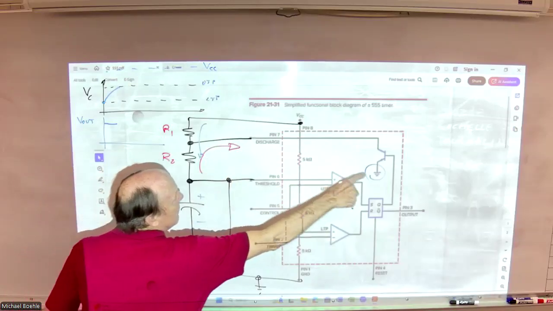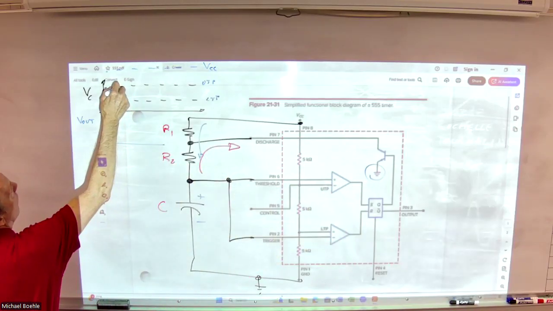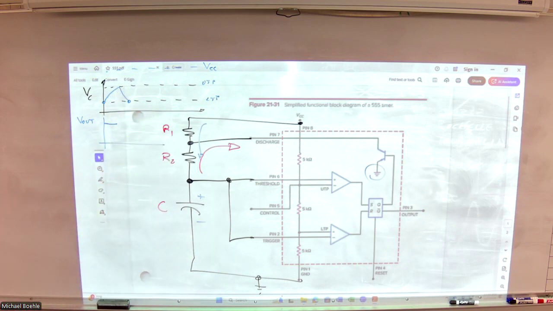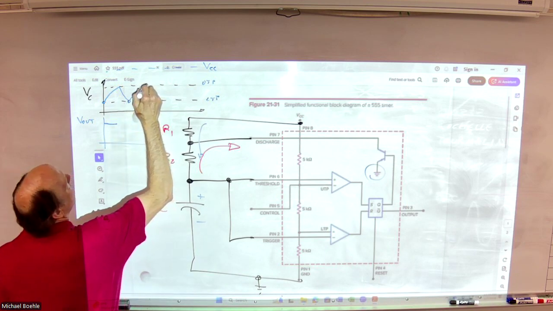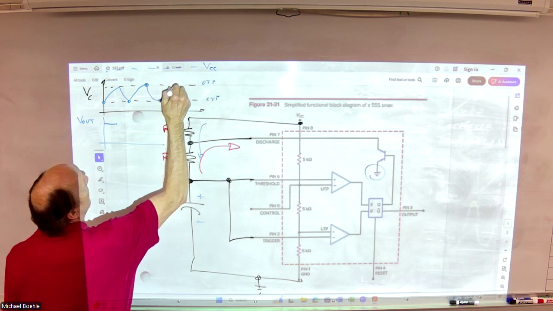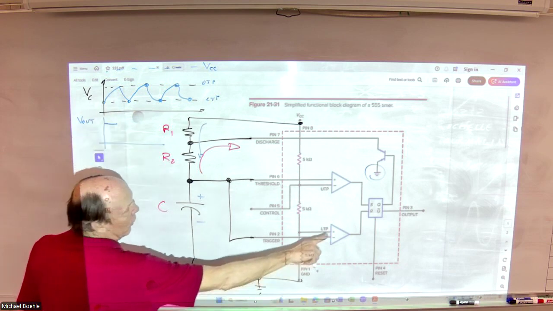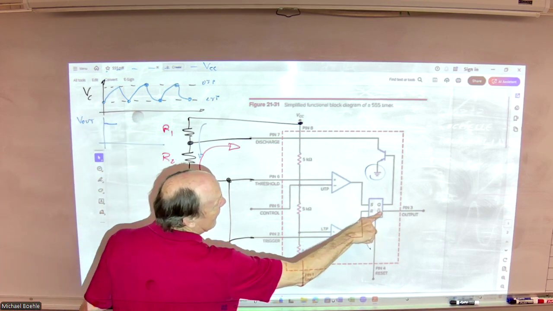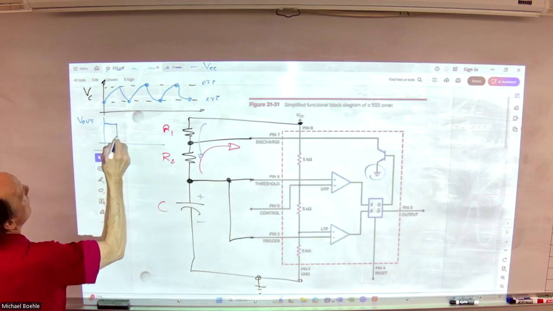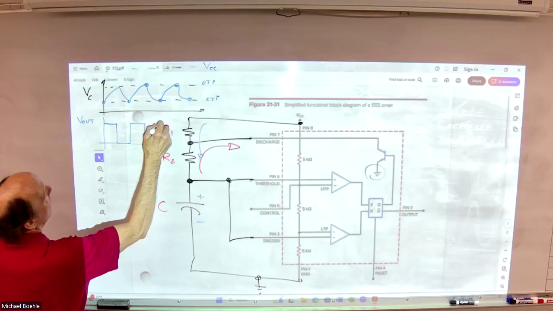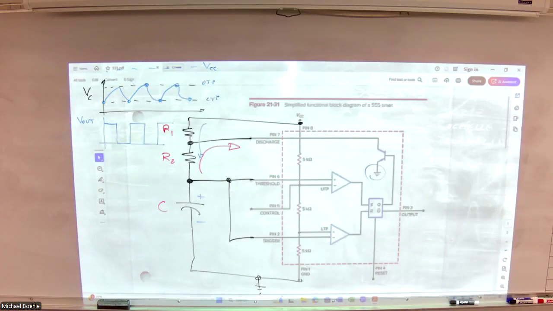Where is it dropping toward? Ground, which is 0. So it starts dropping. When it gets to the lower trip point, it starts all over again. Charge up, drop down, up, down. And of course, when I reach that upper trip point and start discharging, Q goes high, not Q goes low. We have an output, essentially a pulse wave.